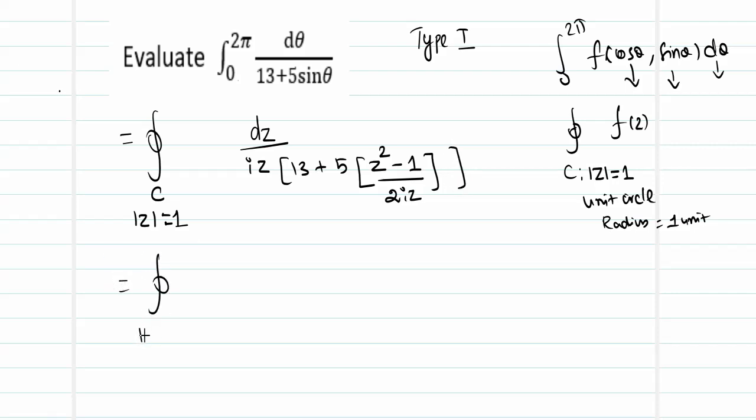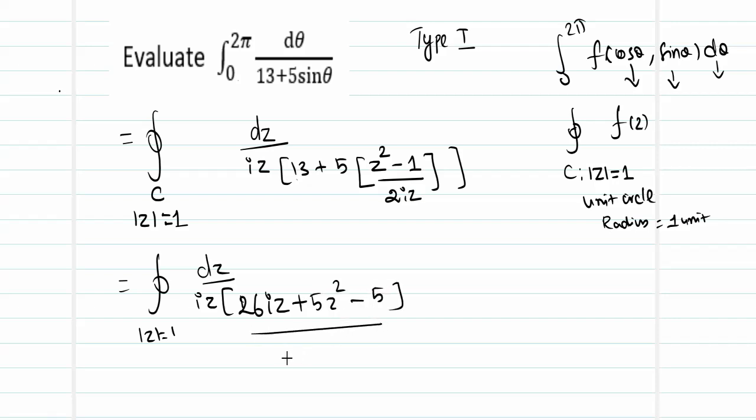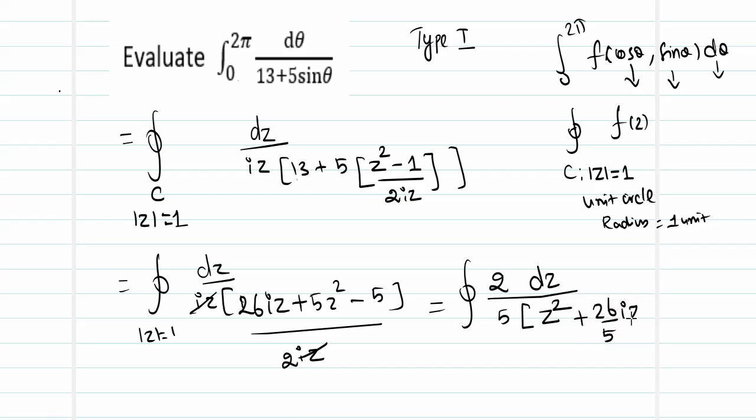Let me make the simplification. So I have dz divided by iz times (13 twos are 26 iz plus 5 into z square minus 5) divided by 2iz. The iz over here can be cancelled with the iz in the denominator, pushing this 2 to the numerator. So I have 2 dz divided by, let me take the common term 5 outside, hence we will be left with z square plus 26 by 5 times iz minus 1. So now my problem has been entirely converted into a function of z.